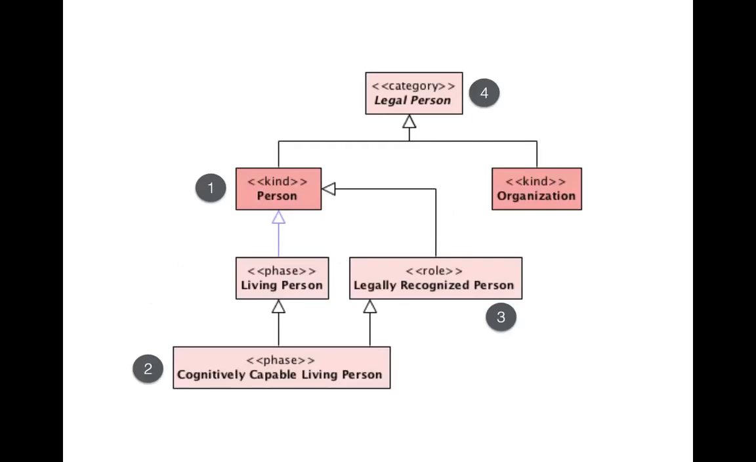So legal person here, it's one choice, it's a category, a rigid mixin, that's a supertype of people and organization. People can be living people, and they can play the role of legally recognized person. The relation is not shown here. And I'm saying that a cognitively capable living person is a living person that is legally recognized, right? Maybe in a different conceptualization, someone else would make explicit that only these cognitively capable living people are legal persons, and so on. And this would be a different model. And again, it's as simple as it gets, in terms of models that I'm integrating. These are 4 models with one class.